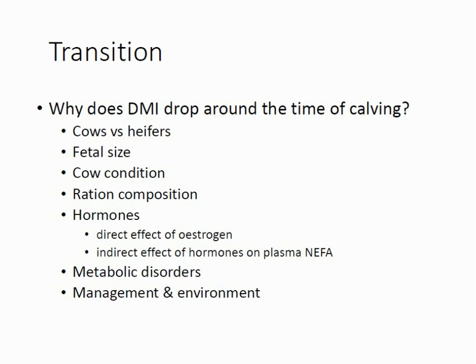But the bit at the bottom, management and environment, these are huge. This is grouping, this is trough space. These are the things that are coming to the fore now in terms of trying to make sure we get dry matter intake into these pre-calving cows. These cows don't have a strong appetite, they can't afford to be bullied at the feed face, because if they are bullied, then we'll see a drop in dry matter intake at a time when they can ill afford it.